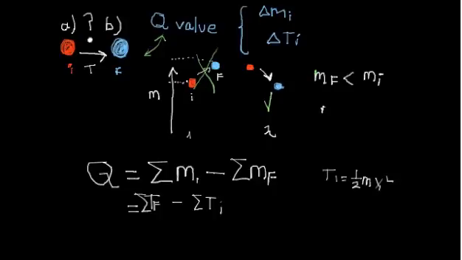Now, in the next session I will start explaining the Q value for the beta minus decay and beta plus, and if it's possible also the electron capture.